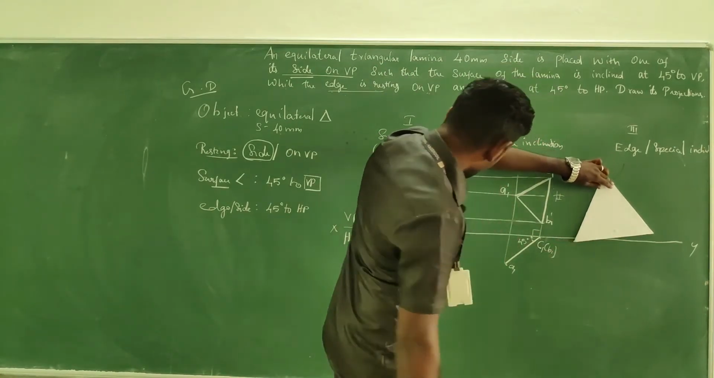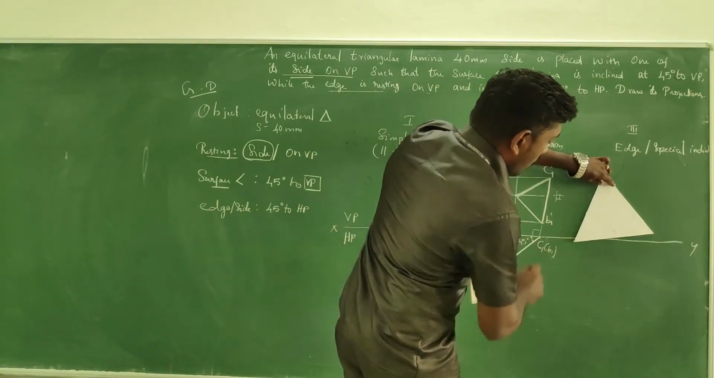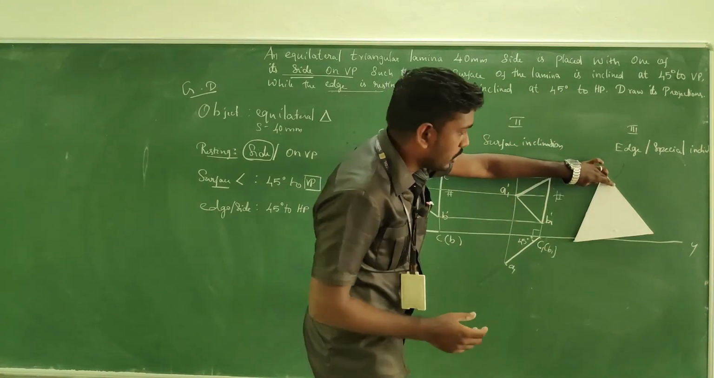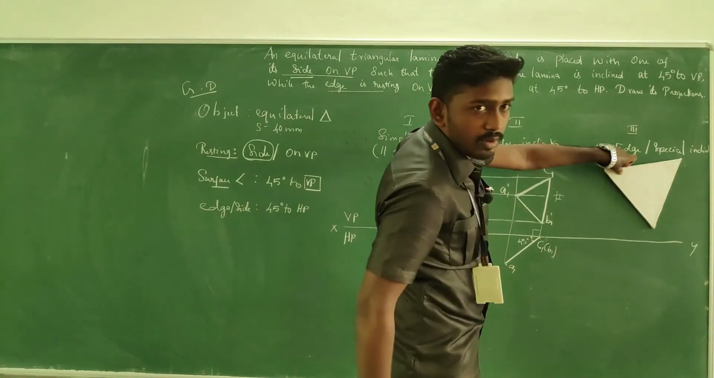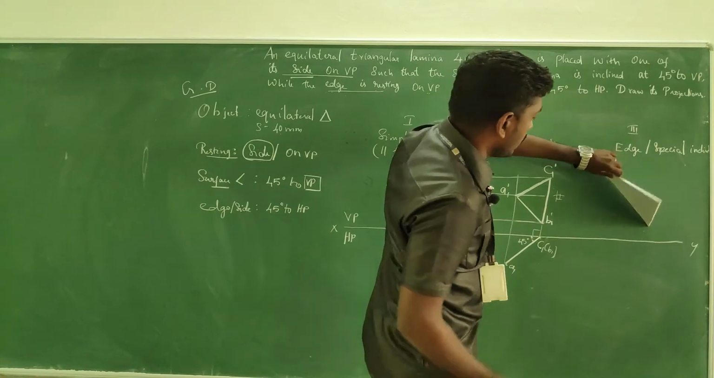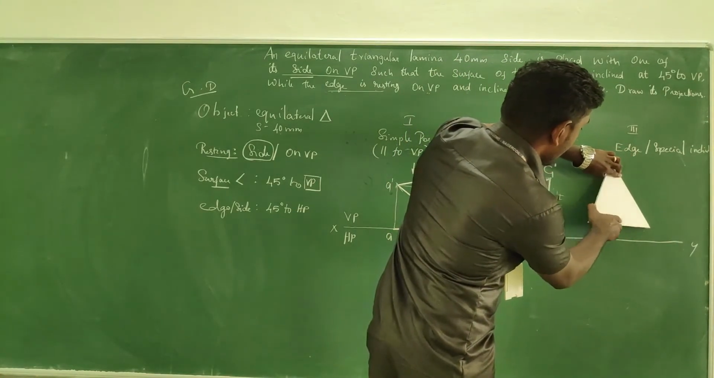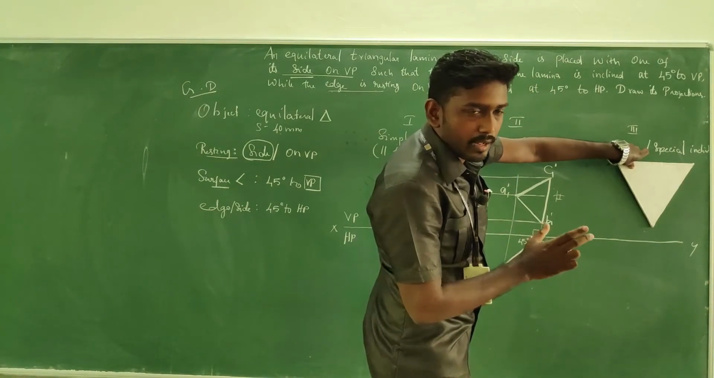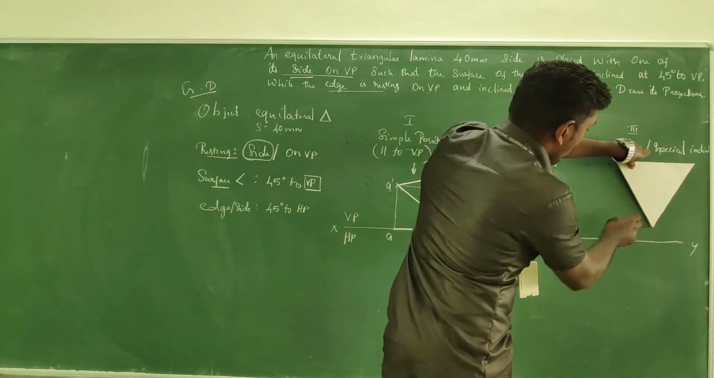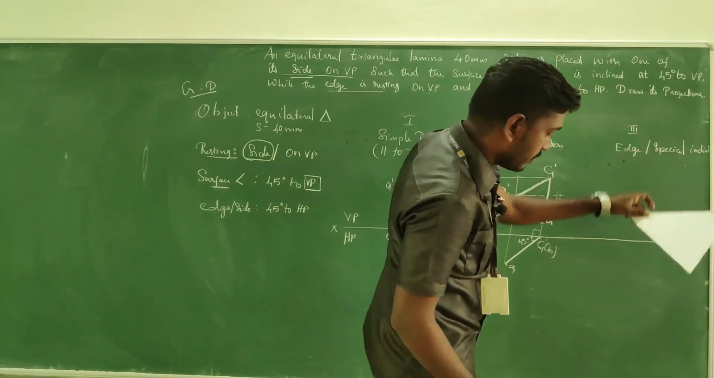to intersect this true shape on the XY line, over the XY line. So I'm going to tilt the object like this, and I'm going to place it in this manner in order to take the intersection of the object with HP. Fine.